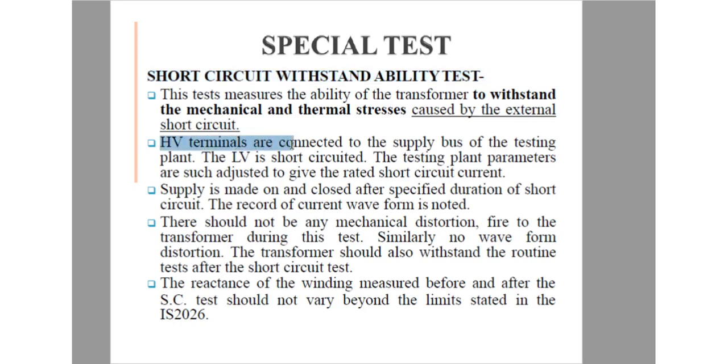High voltage terminals are connected to the supply bus of the testing plant, and the low voltage is short circuited. So this is the connection. The testing plant parameters are adjusted to give the rated short circuit current, and the supply is switched on and switched off after the specified duration of short circuit. The record of the current waveform is noted, and there should not be any mechanical distortion to the transformer during this test.